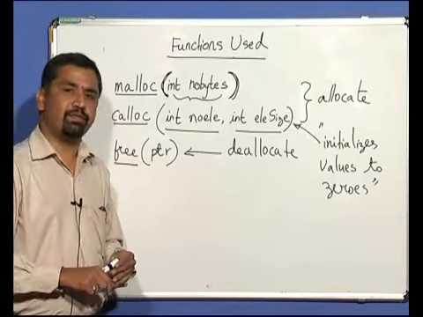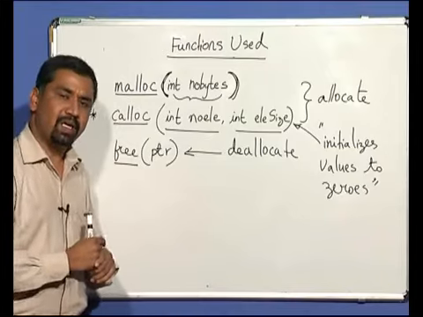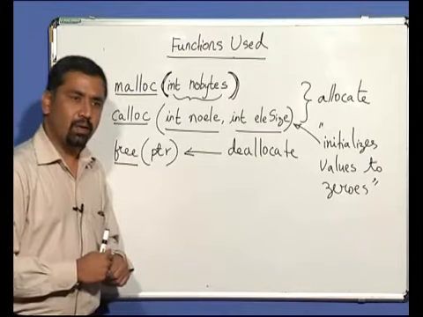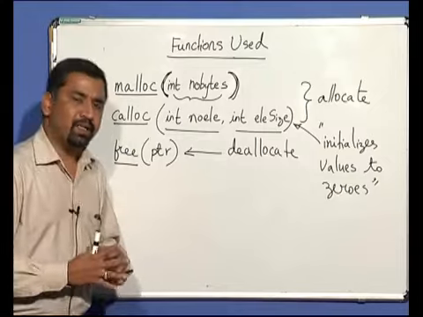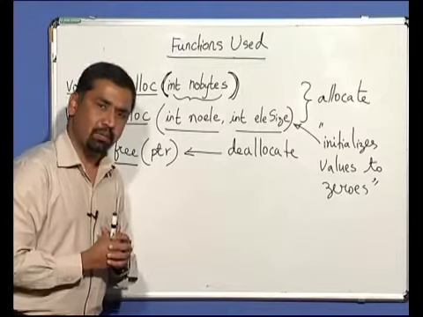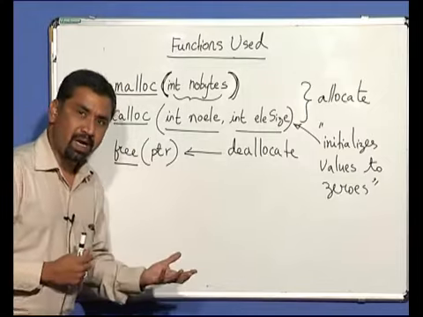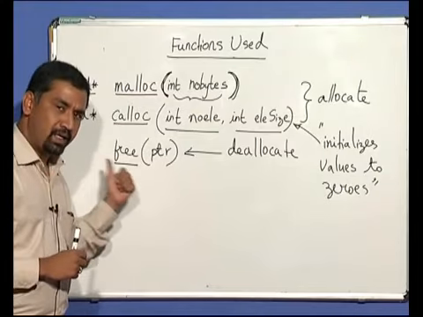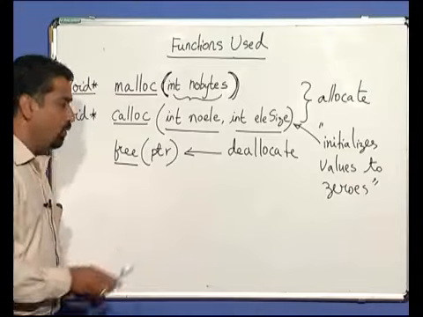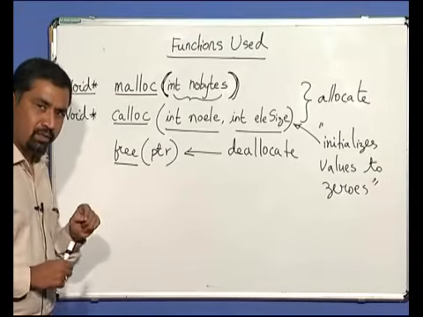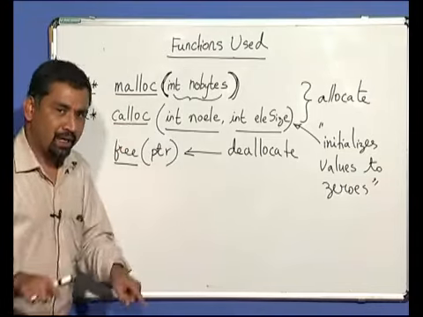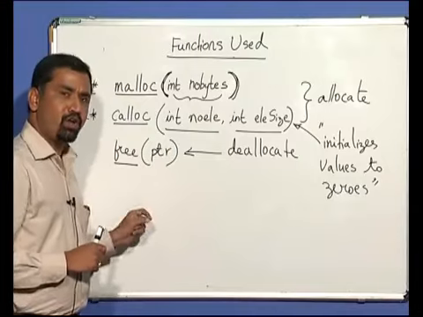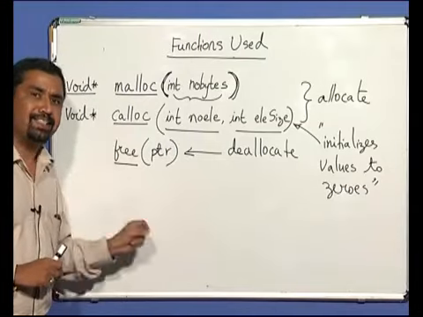Once you have finished using the memory that has been allocated dynamically, it's a good practice always to release the memory back to the system. Releasing is very simply done by using the function free. In brackets we need to use a pointer which actually points to this allocated memory. That will be clear to you when we actually see an example.